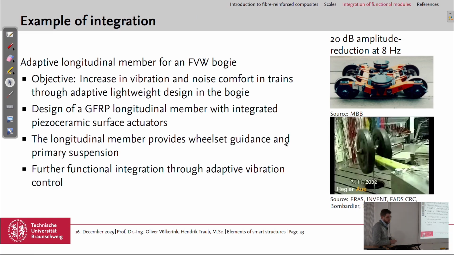One example of integration: there was one example structure also at the German Aerospace Center before I joined, so I'm not deeply involved in this, but there was a fiber reinforced plastic bogie, so the wheel assembly of a train with integrated actuators. It was made from GFRP in combination with surface actuators, and the goal was to have an adaptive vibration control of the structure.